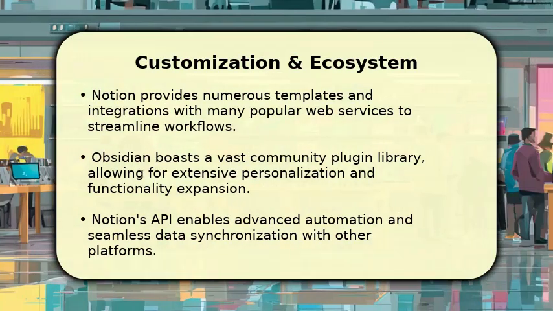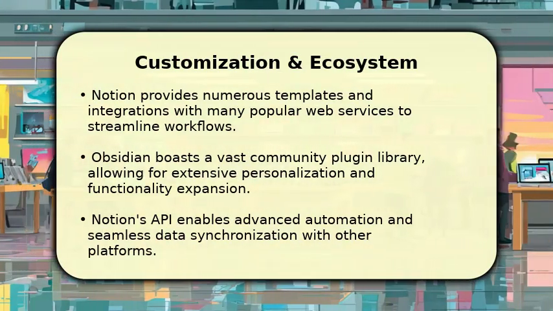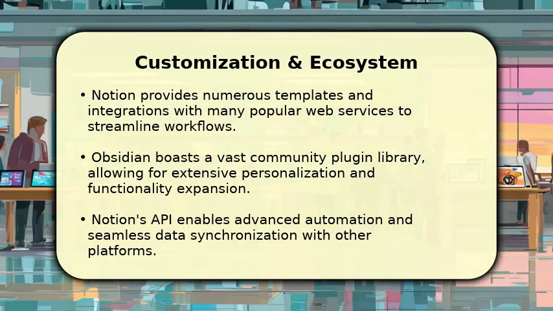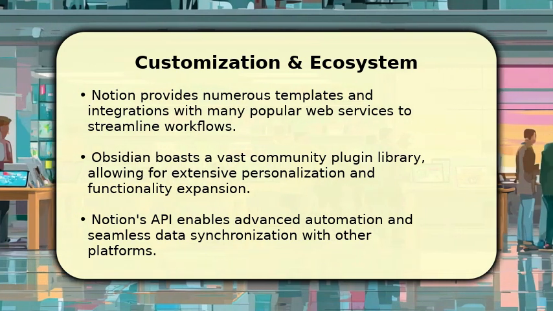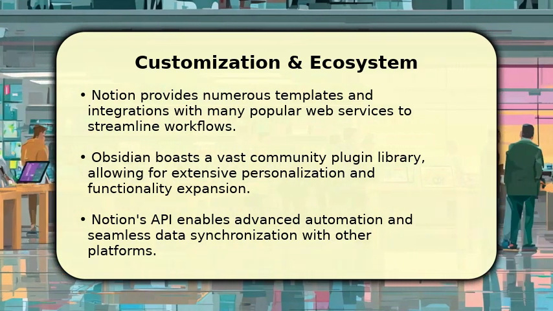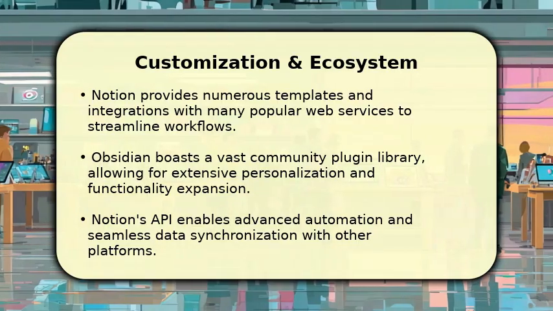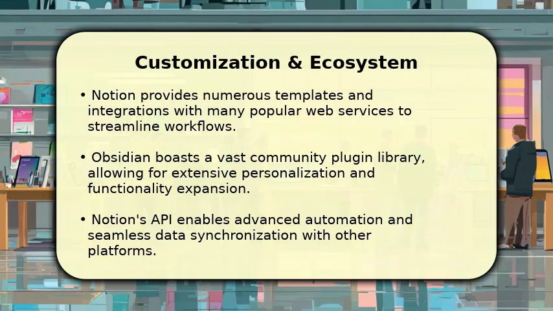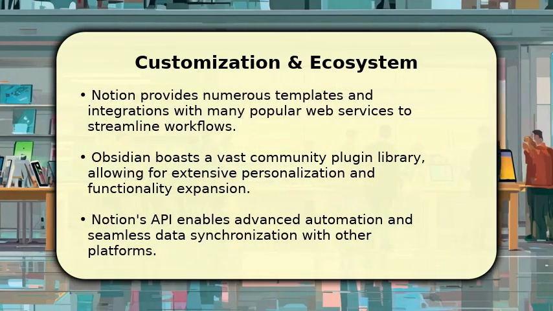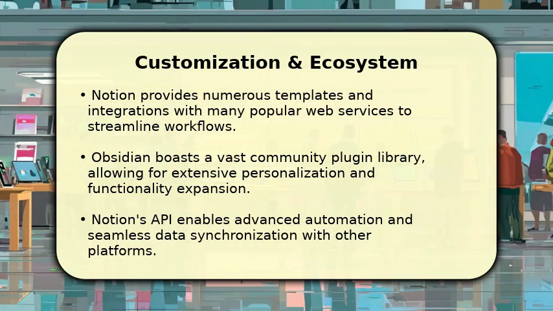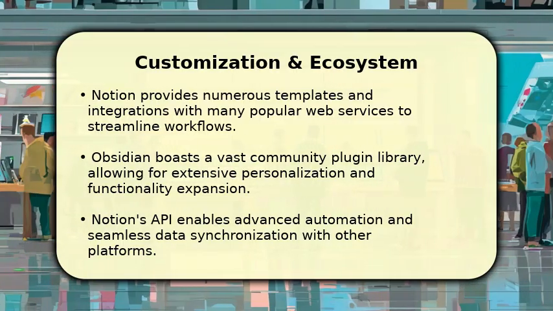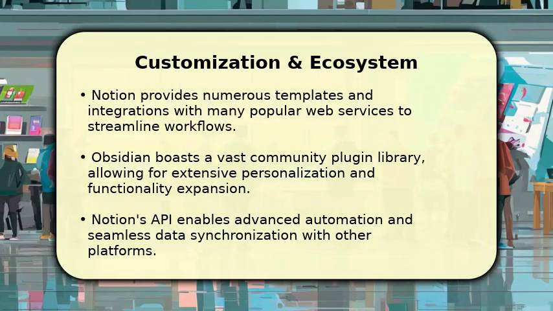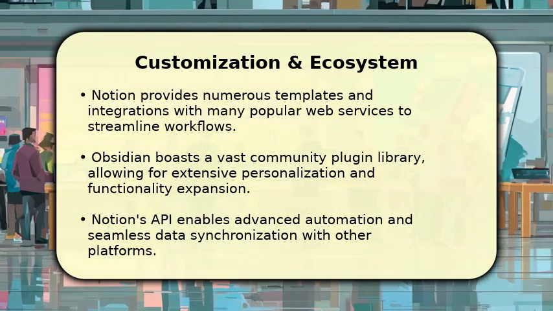Both Notion and Obsidian offer significant customization, though their approaches vary. Notion provides numerous official templates and integrates with many popular web services, and its API allows for advanced automation and data synchronization. Obsidian, however, truly shines with its vast community plugin library, offering hundreds of ways to personalize and extend its functionality. Its open-source nature fosters a highly adaptable and extensible environment, driven by an active user community.